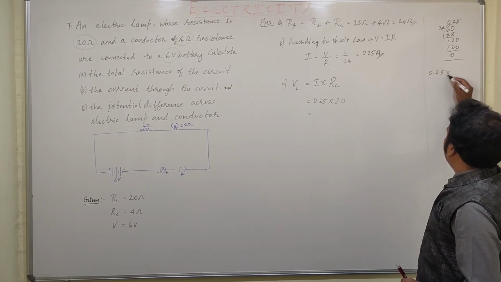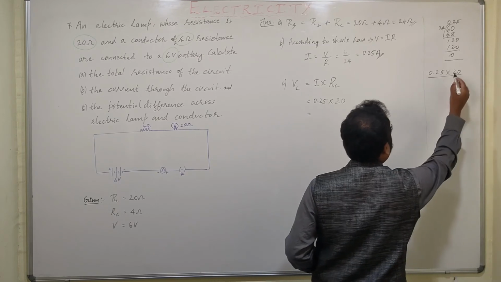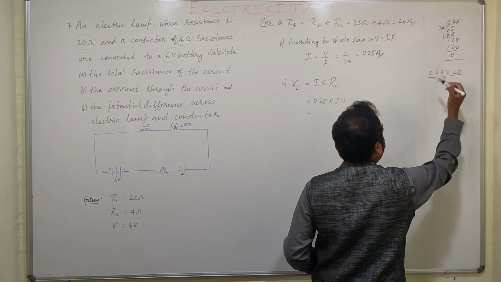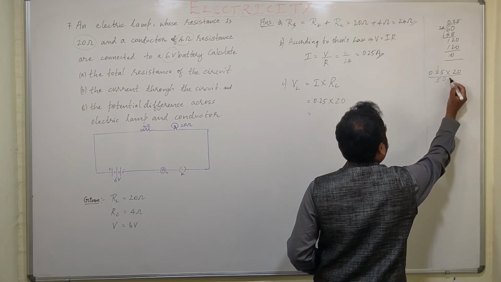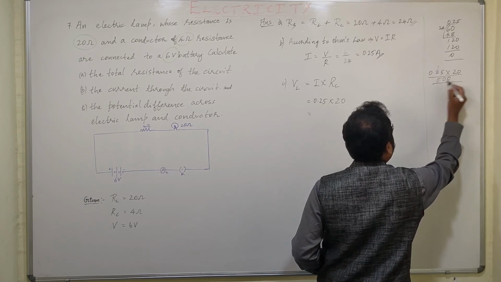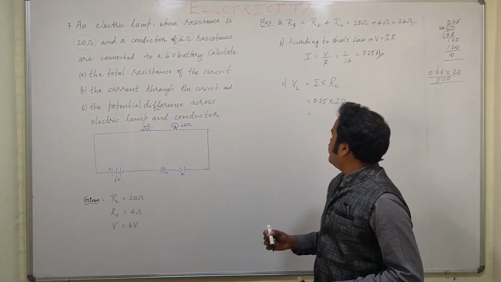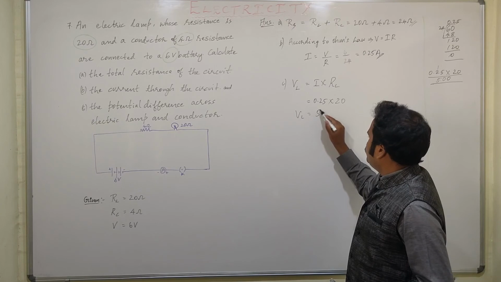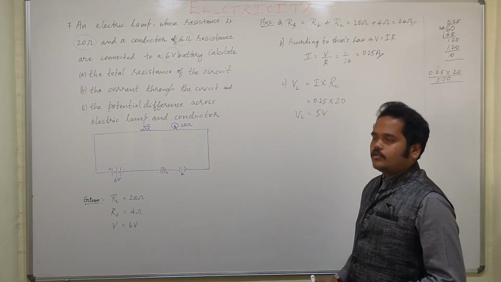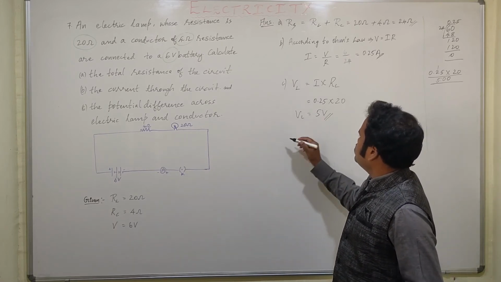0.25 into 20. So how do we multiply this? It's simple. Just go with 2. 5 twos are 10. 2 twos are 4. 5. 2 into 0 is 0. And take another 0. After 2 decimals, put a dot. So we have 5. So VL is equal to 5 volt. Always ensure to put the SI unit. So this is our first part of C.